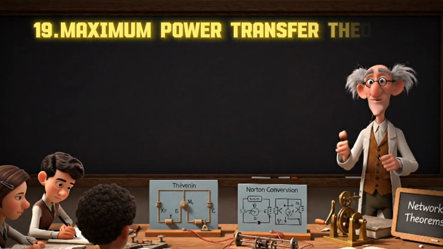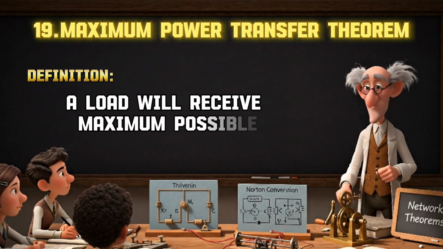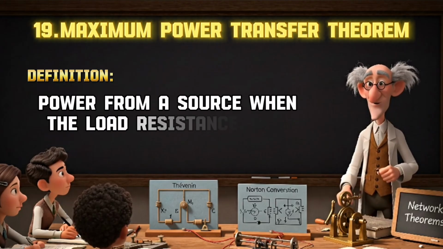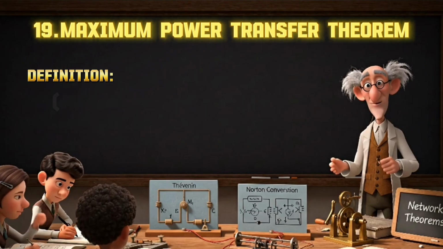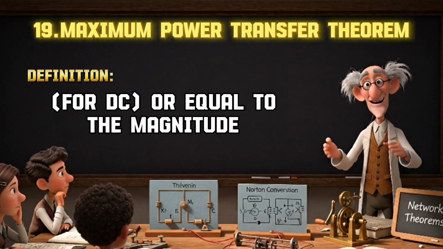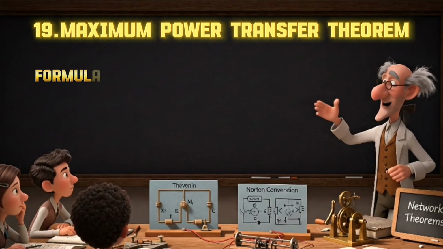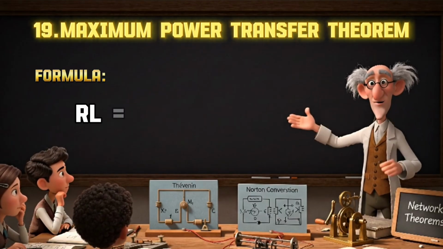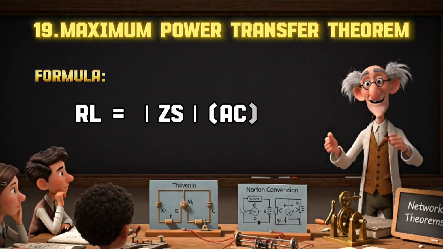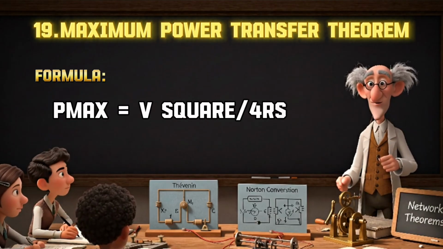Maximum power transfer theorem. Definition. A load will receive maximum possible power from a source when the load resistance RL is equal to the source's internal resistance RS, for DC, or equal to the magnitude of source impedance, for AC. Formula. RL equals RS, DC. RL equals ZS, AC. P max equals V squared over 4 RS.